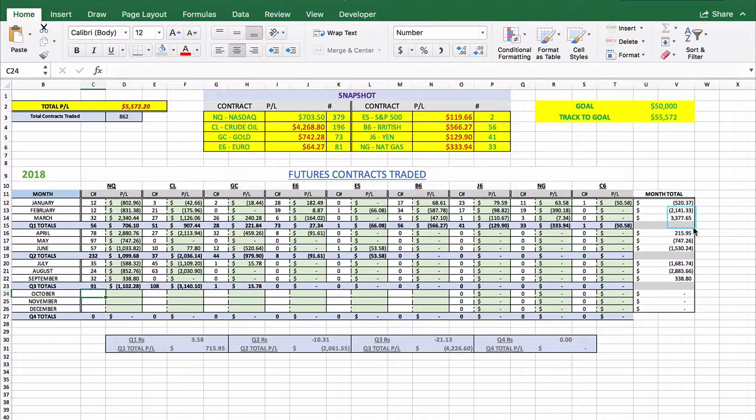That's been my best month this year, and that was based off the original strategy, and the market was really strong back then. You can see my two biggest contracts that I traded were the Nasdaq and crude oil. I also traded currencies back here too.